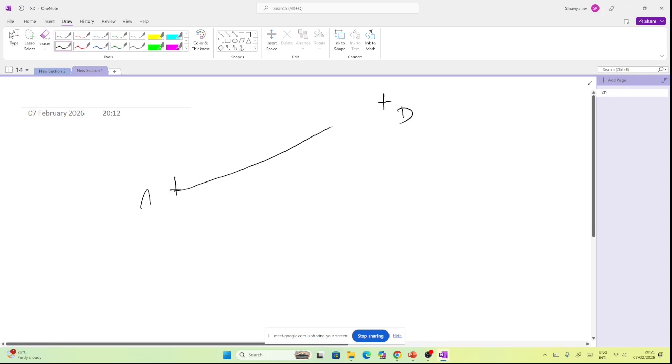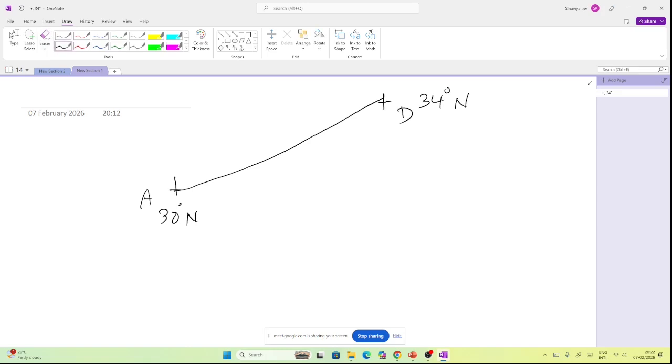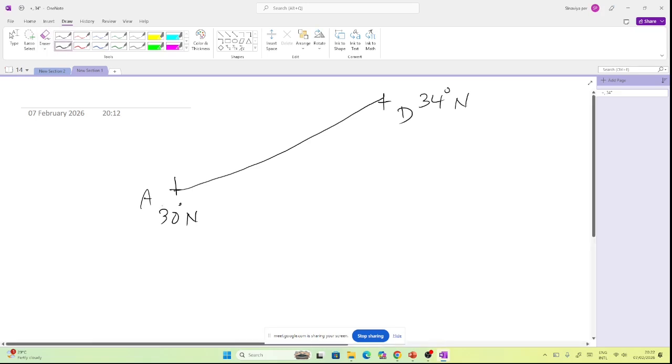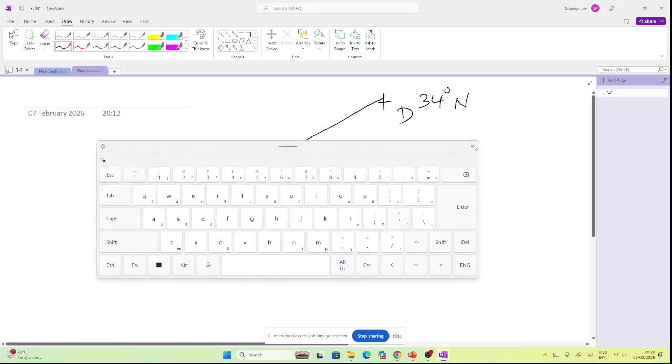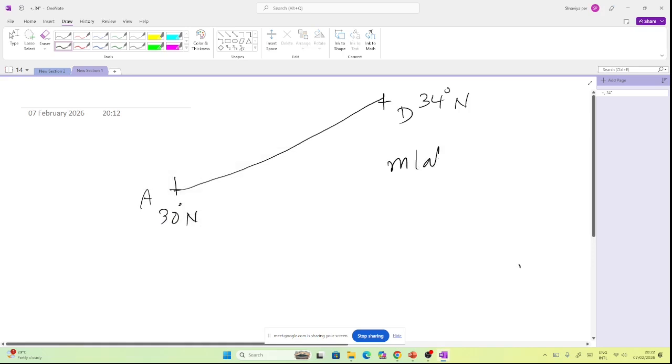So let's take some distance. Let's say you are moving from 30 degrees north latitude to 34 degrees north latitude. What I basically gave you is the latitudes. So you are moving from A to D, 30 degrees north to 34 degrees north. And let's look at the mean latitude. Here you can see the mean latitude is very simple. The mean latitude is 32 degrees.